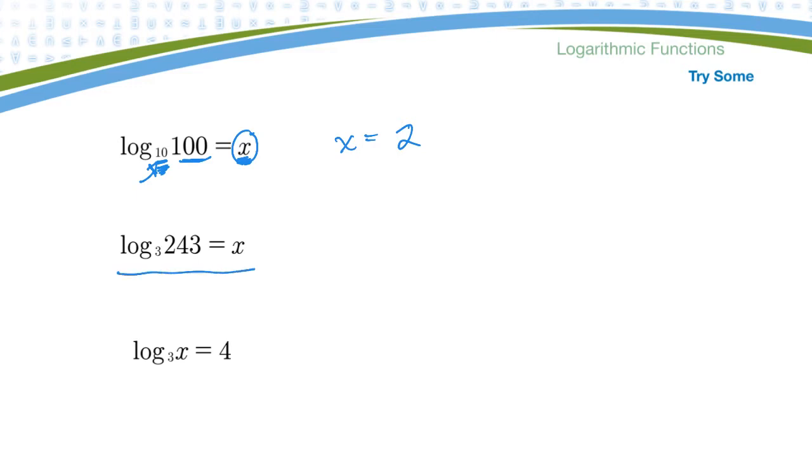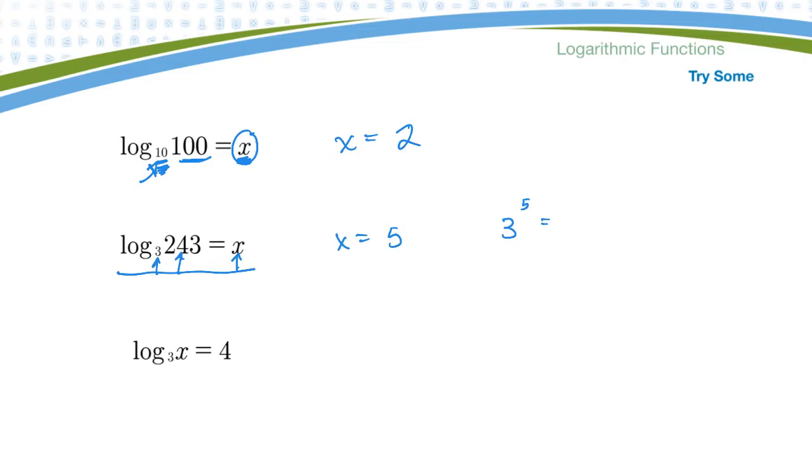Same thing here. To what exponent must you raise 3 in order to get 243? I think it comes out to 5. Try that on your calculator: just go 3 to the 5th, see what you come up with.